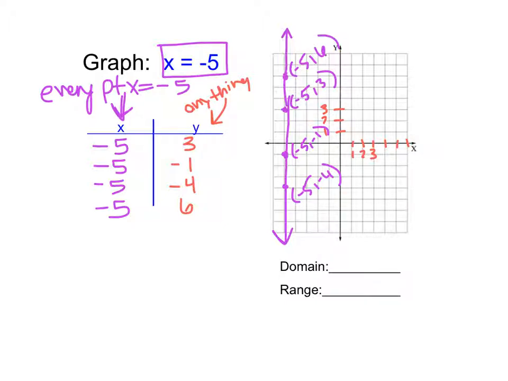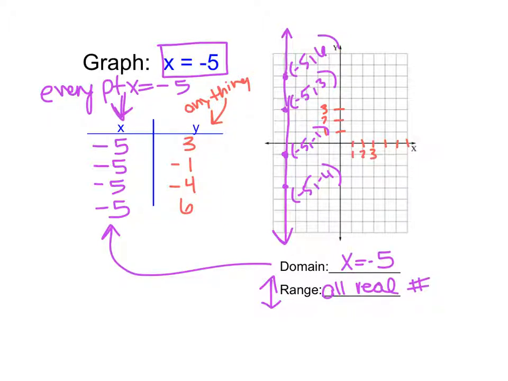And then from here, all we need to do is determine our domain and our range. My domain, what I notice is that I only have one input value. My single input value is x equals -5. So that's all my domain is going to be. For my range, what I notice is that my graph is going forever up and forever down, which tells me that my range is going to be all real numbers.